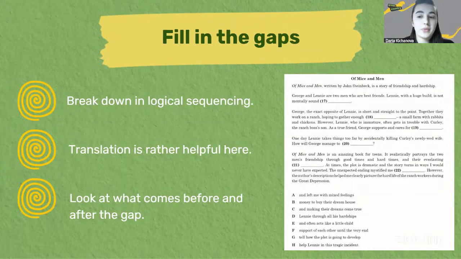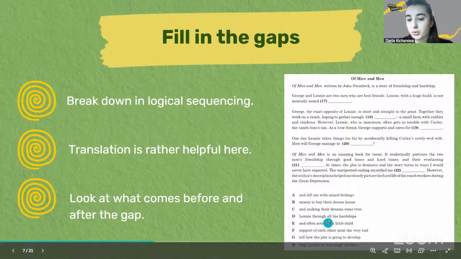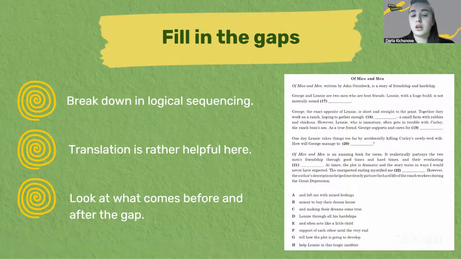First of all, when we have a fill-in-the-gaps task, the main idea is not to check the general understanding of the text, but to check your ability to make logical texts. For that, the main tip is breaking down into logical sequences. If we are talking about friends, we can't say something about one person, for example. No, we need to say it about some group of people.